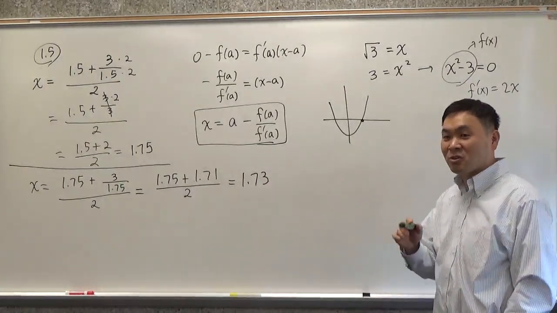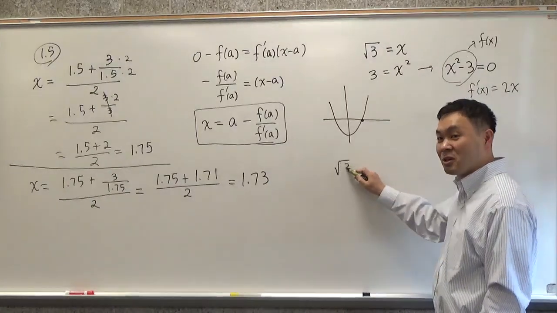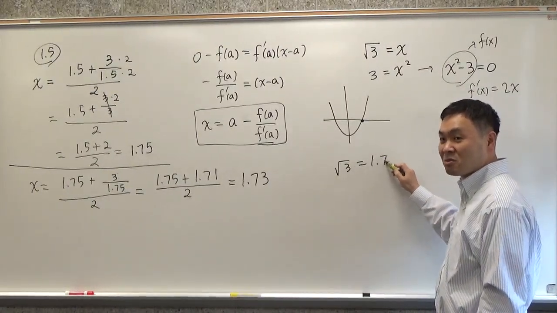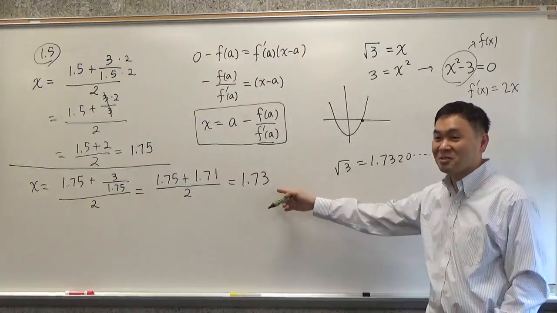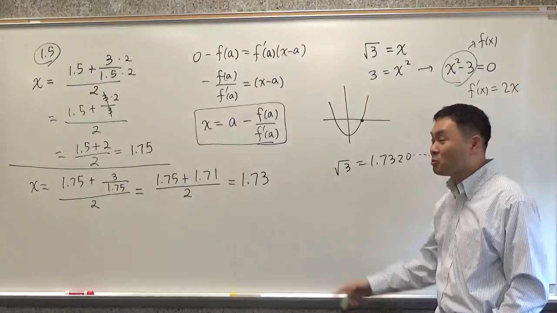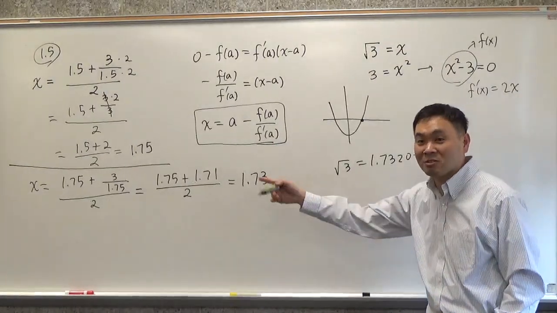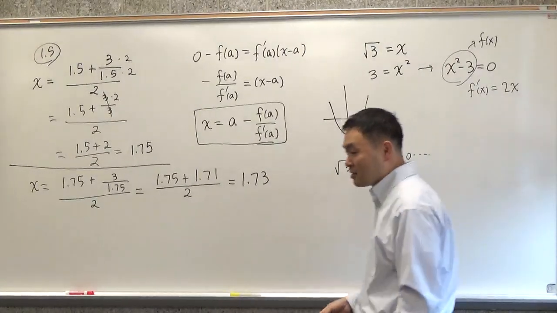Now, if you use your calculator and do the square root of 3, you're going to get 1.7320 something. So that's pretty neat. If you want even more decimals, you just plug this in again and do it again. So that's the idea.